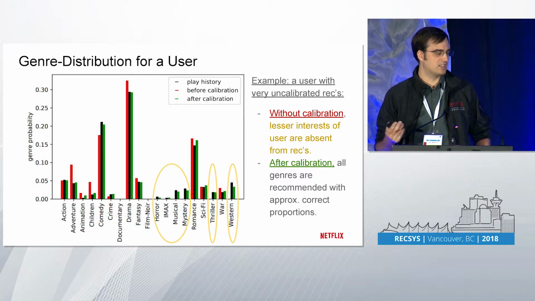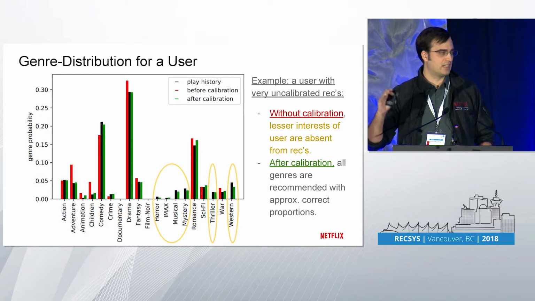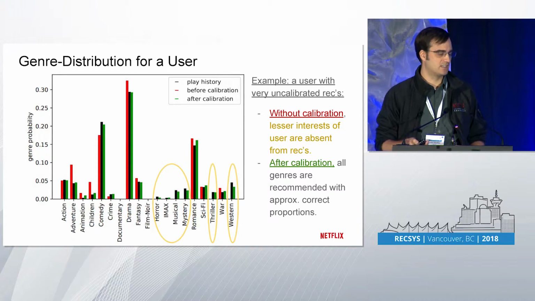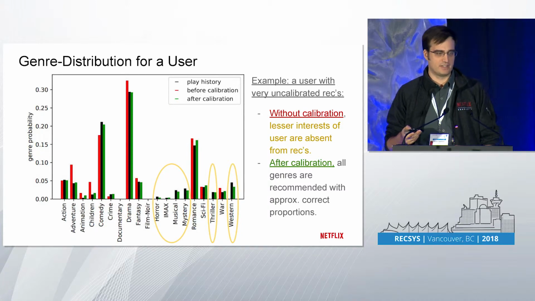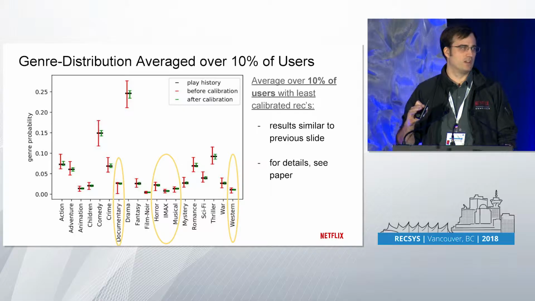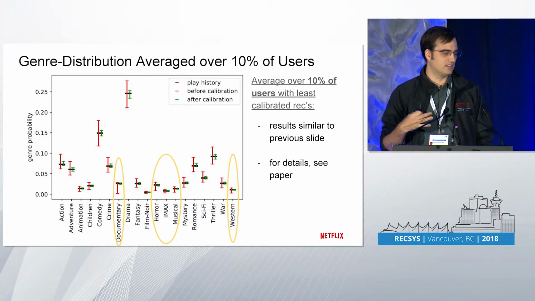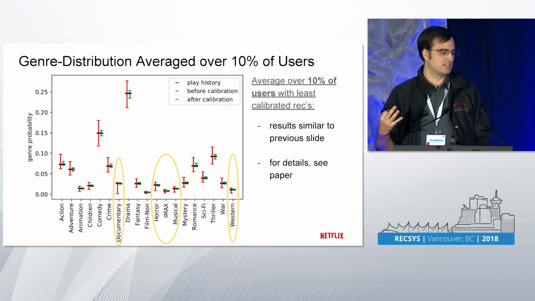But then with the calibration, a lot of the majority interests are overrepresented, and the calibration will bring up the smaller interests to be closer to what is actually in the user history. To show this isn't just one single user that it works for, these are the users that have the lowest calibration initially over the whole data set, the lowest 10%.